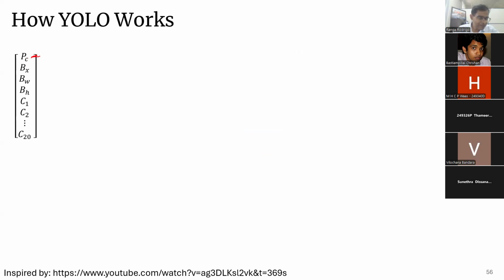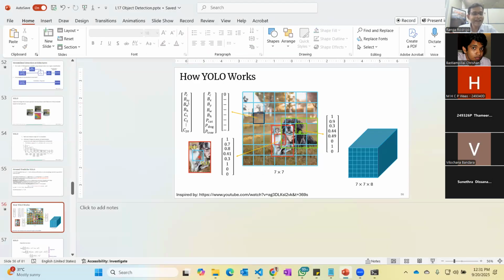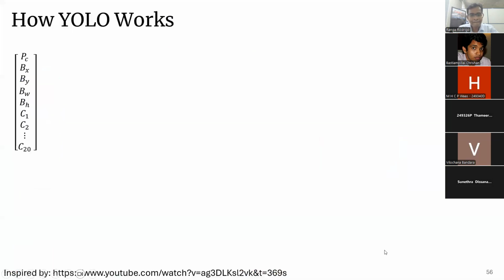Probability of an object being there, this number, bounding box X. Let me check. I'm sorry about that, I should have checked that. One number is missing. A bounding box is X coordinate, Y coordinate, W coordinate, H coordinate, and the classes up until 20. You can have more classes for a data set, but here only 20.